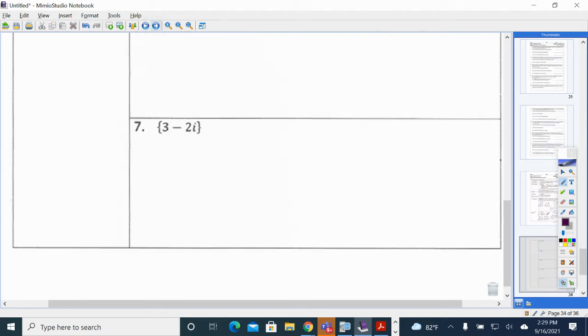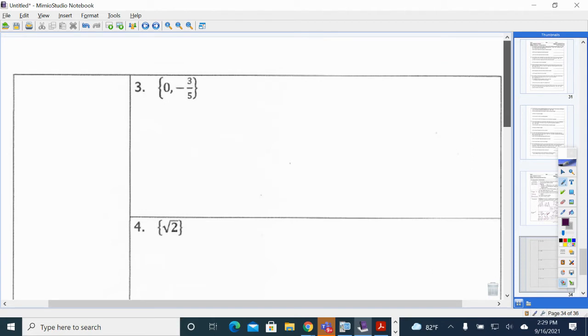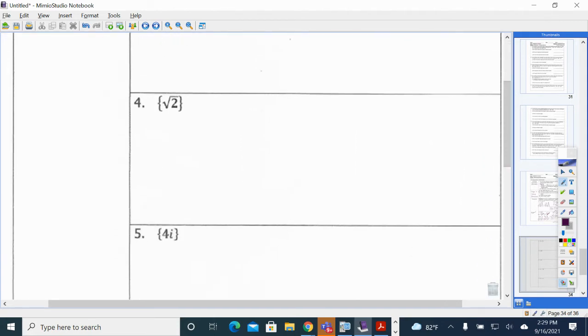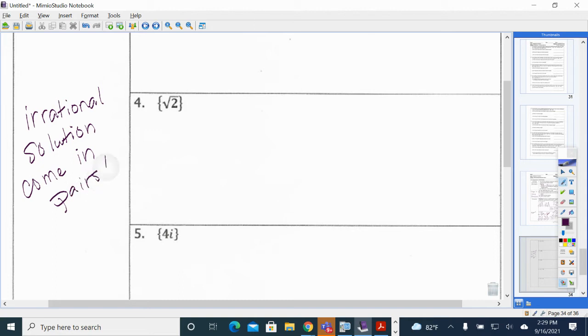All right, let's look at another example. Let's look at number 4. Number 4 says the square root of 2. So this is an irrational solution. Irrational solutions come in pairs. One is a positive radical 2. One is a negative radical 2.